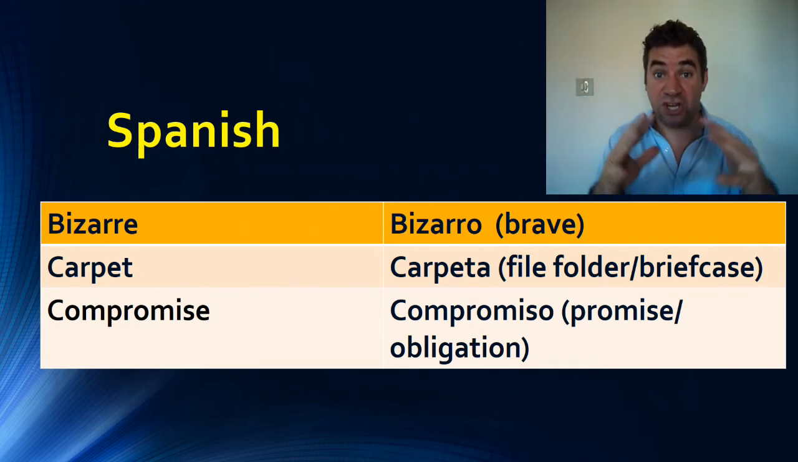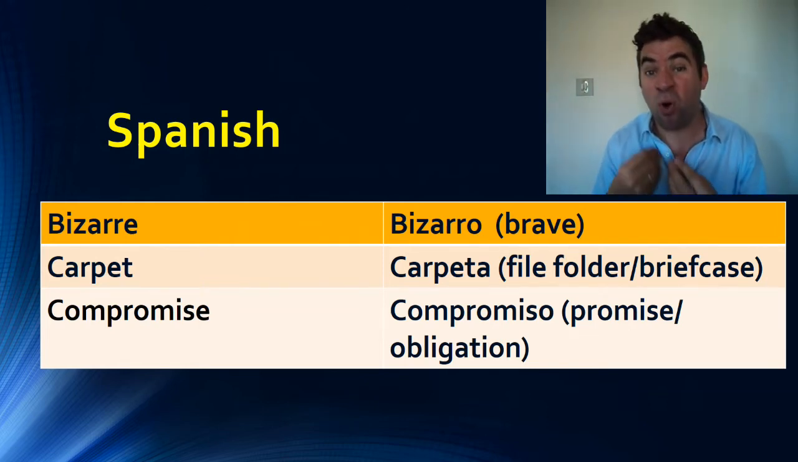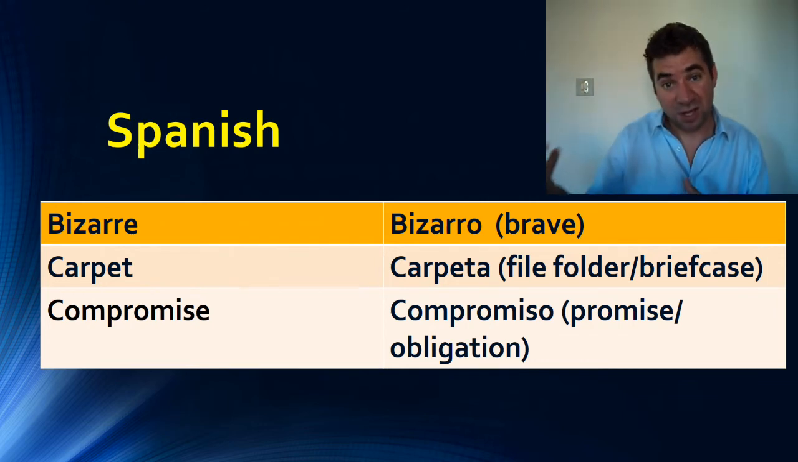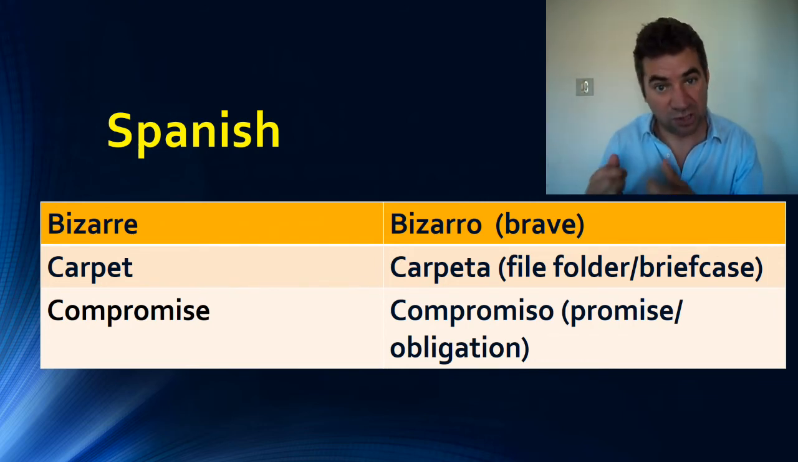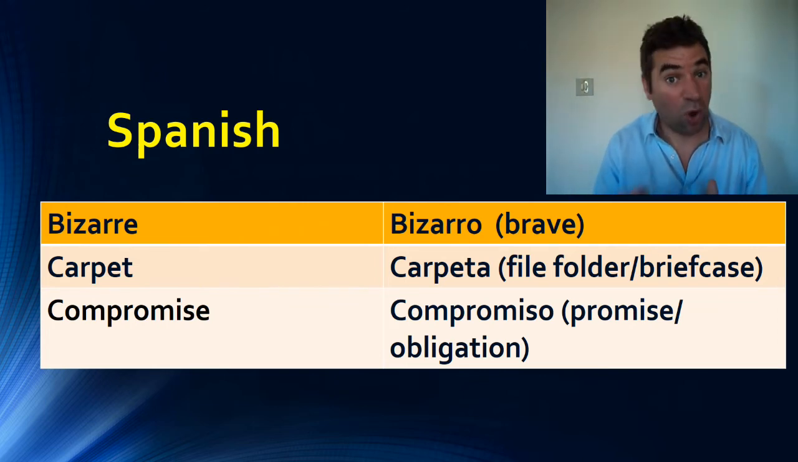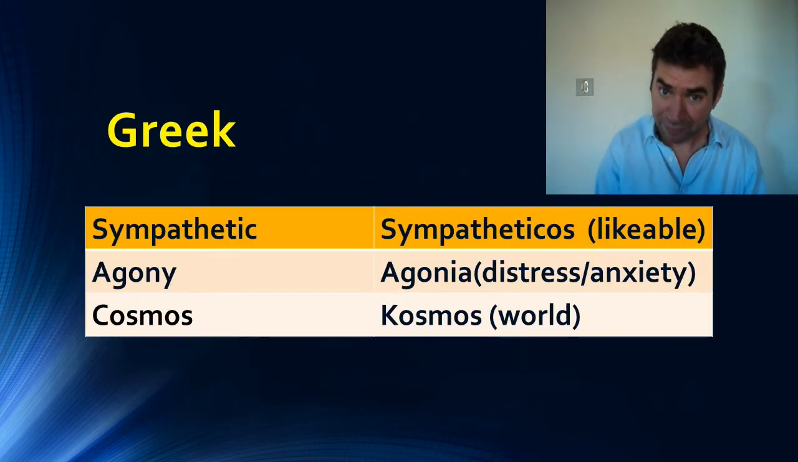Compromise, when you reach an agreement with someone else, very useful word in English. Compromiso is a promise, so that's very dangerous, these two words. In English, you're saying I want to reach a compromise, whereas a Spanish person could understand, oh, he wants to promise something to me. Very, very dangerous there. Or an obligation, which is something that you feel that you have to do, or you do actually have to do. So dangerous ones there.